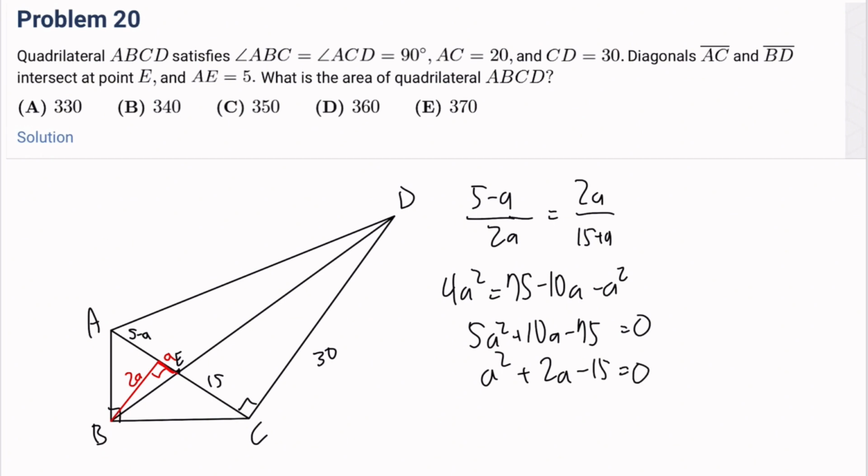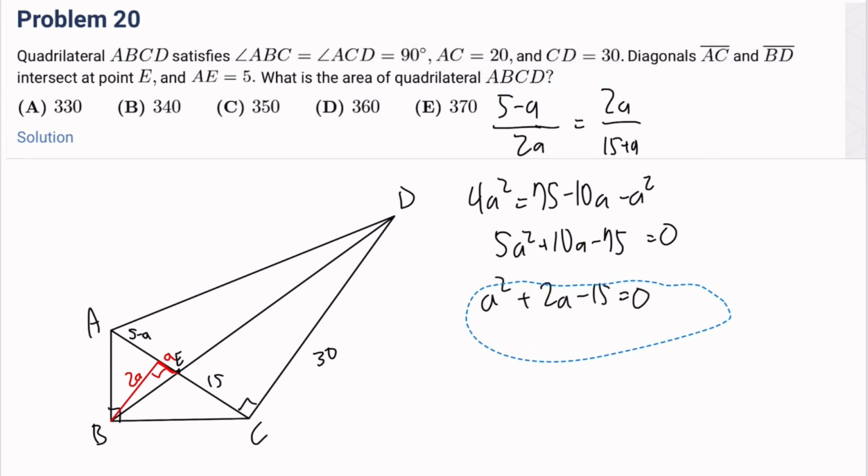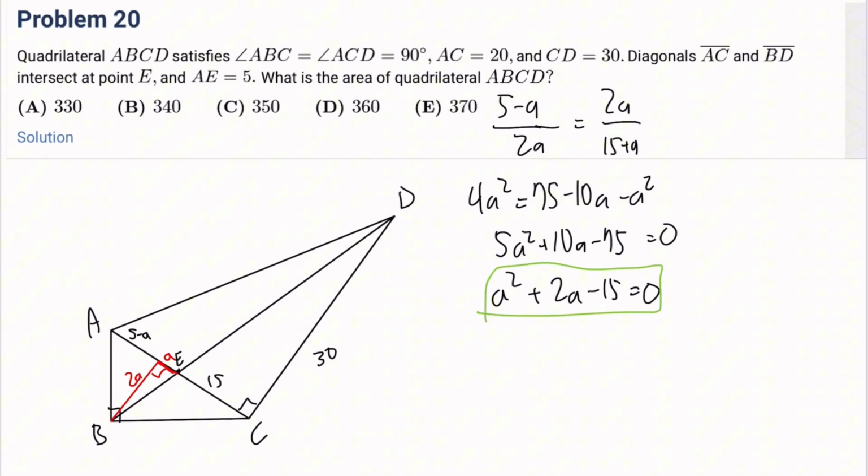Let's move this up a little bit. So if we move it like that, we have A squared plus 2A minus 15 equals 0. And if we factor this, it will give us 1, 1, and 5, 3, and the negative sign will go here. And so A can be 3 or negative 5, right? But since A is a length, of course A is not negative 5, so A is going to be equal to 3.